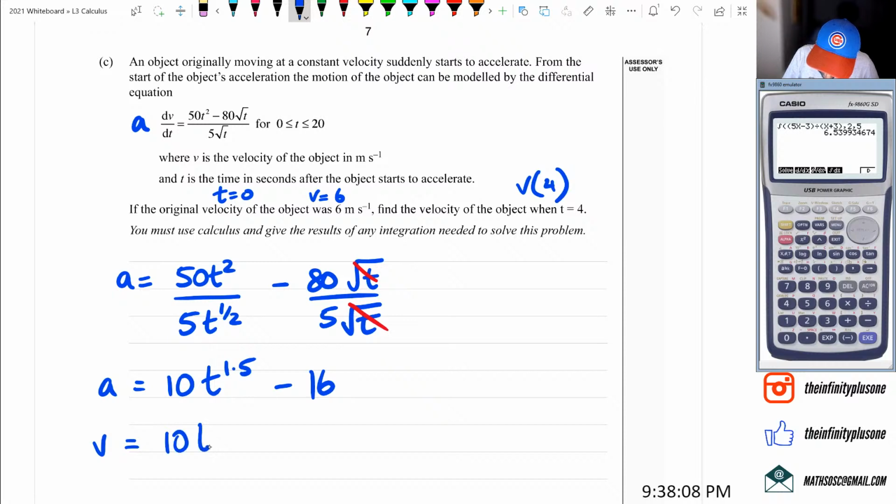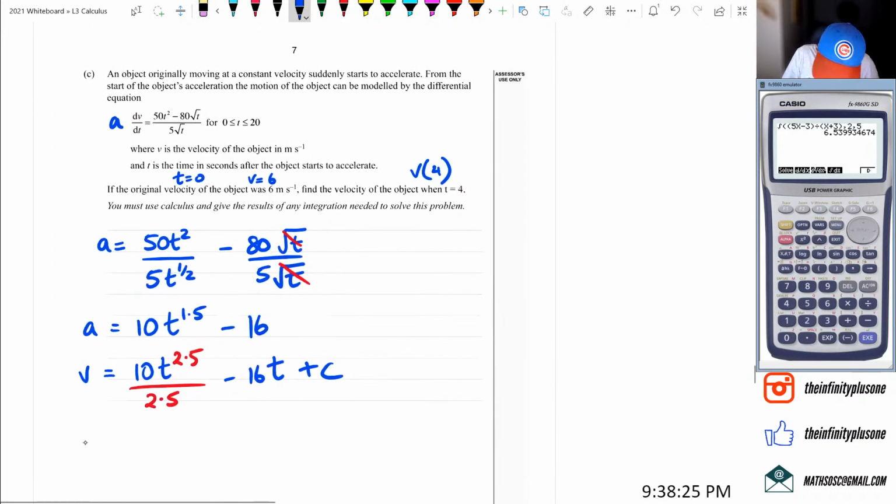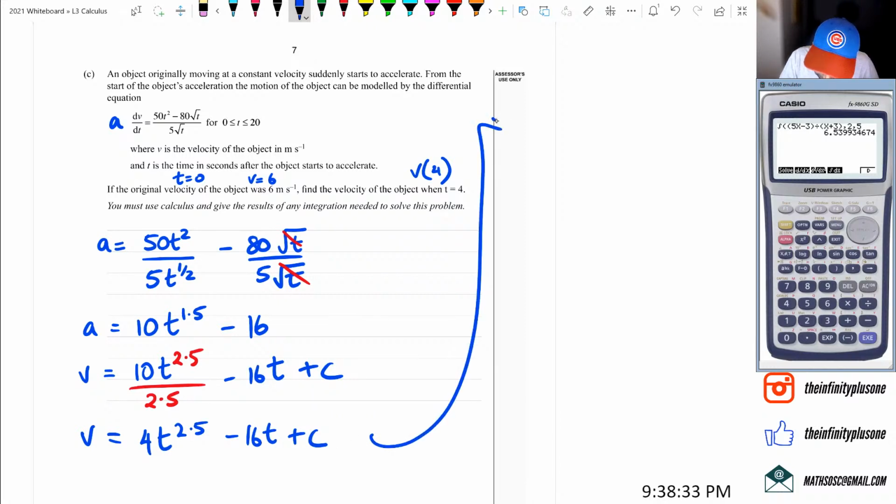So we're going to get 10t to the 1.5 plus 1, which is 2.5, divided by the new power, which is 2.5, minus 16t plus c. 10 divided by 2.5 is going to be 4. So we got 4t to the 2.5 minus 16t plus c. Now remember that it said when t is equal to 0, v is equal to 16. So then we can just rewrite our equation as 4t to the 2.5 minus 16t plus 16.